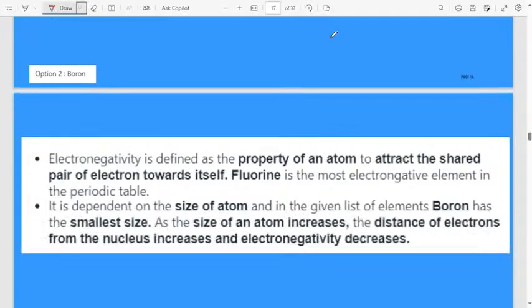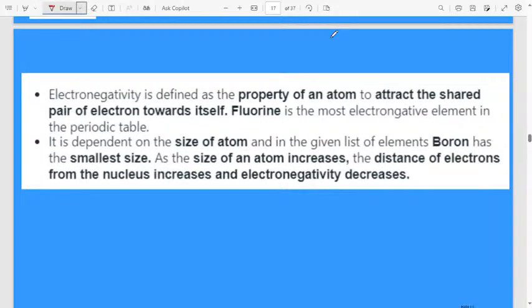Let us consider how. What is meant by electronegativity? Electronegativity is defined as the property of an atom to attract the shared pair of electrons towards itself. Fluorine is the most electronegative element in the periodic table. It depends on the size of an atom. In the given list of elements, boron has the smallest size.